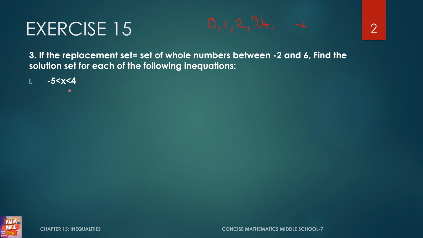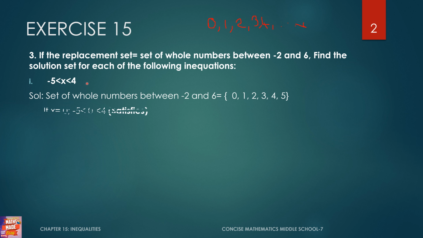And this is the question. Find the solution set for each of the following inequations. Minus 5 is less than x less than 4. First, I have explained that the set of whole numbers between minus 2 and 6 is 0, 1, 2, 3, 4, 5. And now let's substitute each one. That is, x is 0 first. If x is 0, just replace this x with 0. Just understand this question and check whether this condition is true or false.